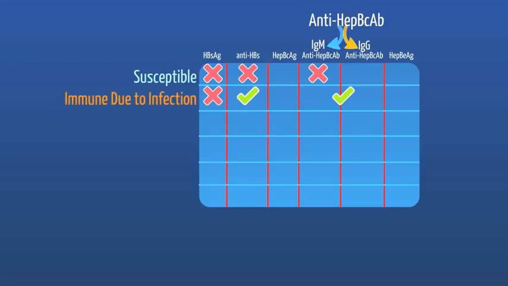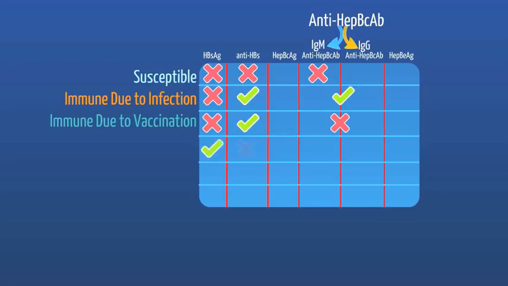Let's try another example. What if the entire hepatitis panel is negative except for the hepatitis B surface antibody? Well, if all the antigen markers are negative, that means no infection is present. If core antibody is negative, that means no previous exposure. Finally, with only hepatitis B surface antibody being positive, this means the patient is immune to hepatitis B due to vaccination. This is really important to remember.